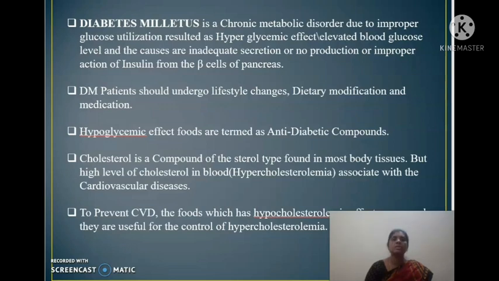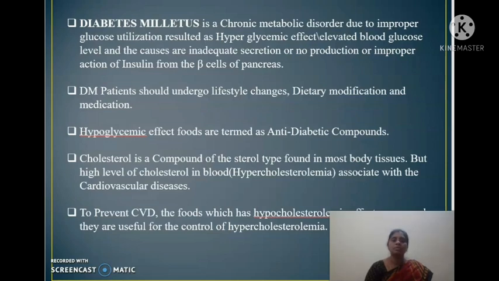The causes of this hyperglycemic effect are inadequate secretion or no production or improper action of insulin from the beta cells of the pancreas. Diabetic patients should undergo lifestyle changes, dietary modification and medication. These three things are the best insulin sensitizers in the management of diabetes. These are very important to manage the diabetes.